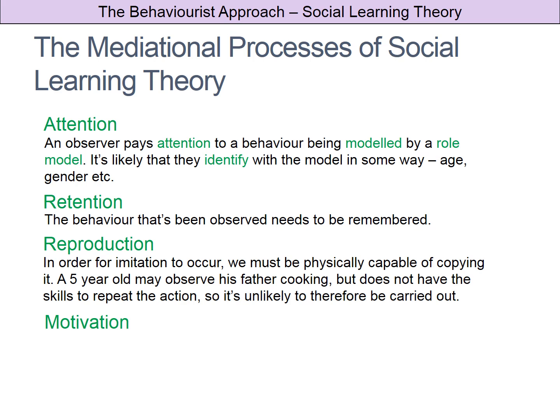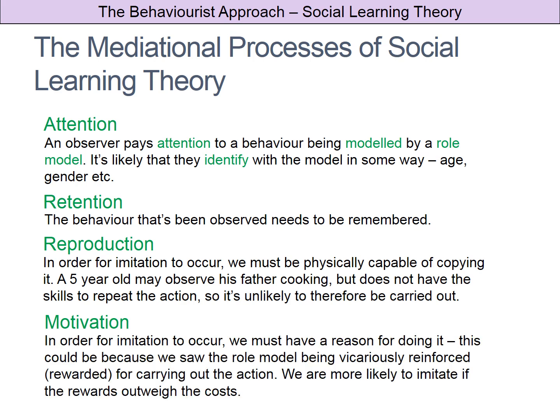Now, in order for imitation to actually occur, the person who was watching has to be physically capable of imitating the behaviour. So we see a lot of things on TV, or children watch adults do things, and they can maybe observe that behaviour and they can remember it, but they don't have the physical capability to actually repeat it. So the example I've used is that a 5-year-old could observe his father cooking, but he doesn't have the motor capabilities yet to actually repeat that action, so it won't be carried out. Imitation won't happen.